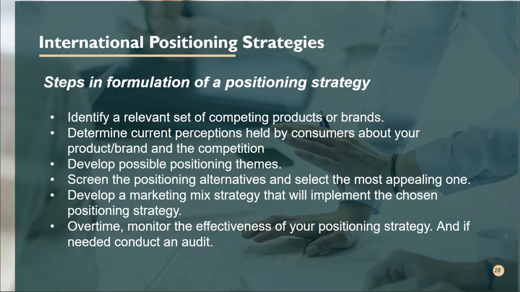First, identify a relevant set of competing products or brands. Second, determine current perceptions held by consumers about your product or brand and the competition. Third, develop possible positioning themes. Fourth, screen the positioning alternatives and select the most appealing one. Fifth, develop a marketing mix strategy that will implement the chosen positioning strategy. Lastly, over time, monitor the effectiveness of your positioning strategy and, if needed, conduct an audit.